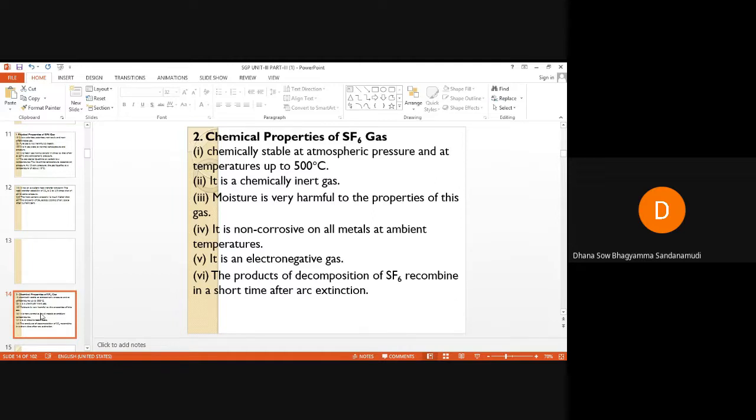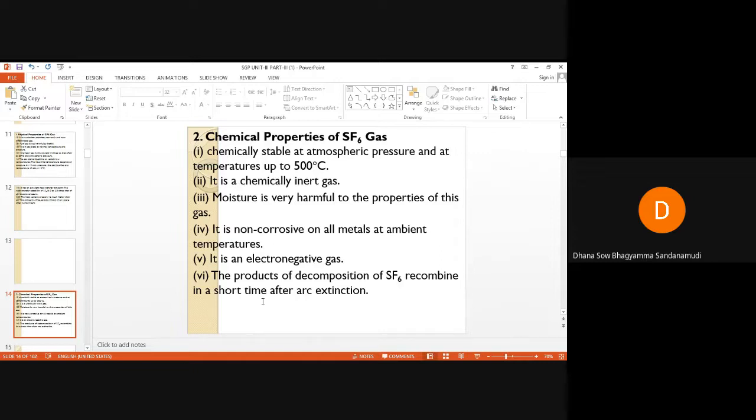So the moisture is very harmful to the properties of this gas. In the presence of moisture, it is observed that hydrogen fluoride is formed during arcing, which can attack the metallic and insulating parts of the circuit breaker. So we must make sure that it is airtight. No moisture should enter. Should not allow any moisture to enter into the circuit breaker. Otherwise, during the arcing period, hydrogen fluorides are formed.